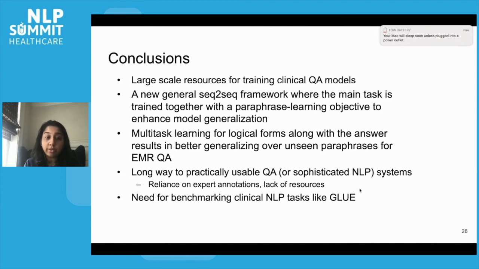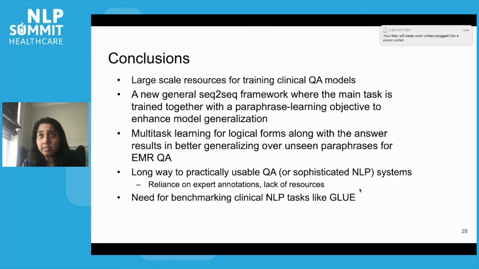Also, again, in conclusion, we are a long way from having a practically usable question answering or a sophisticated NLP system, because of all of the reasons I described. Because we rely on expert annotations, there's a lack of resources in generating a diverse and large scale set of questions, but these are essential steps, the foundational steps in starting this process and getting there.